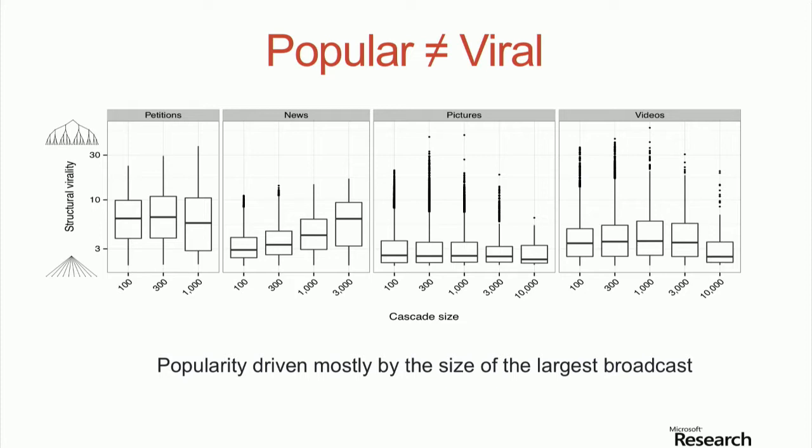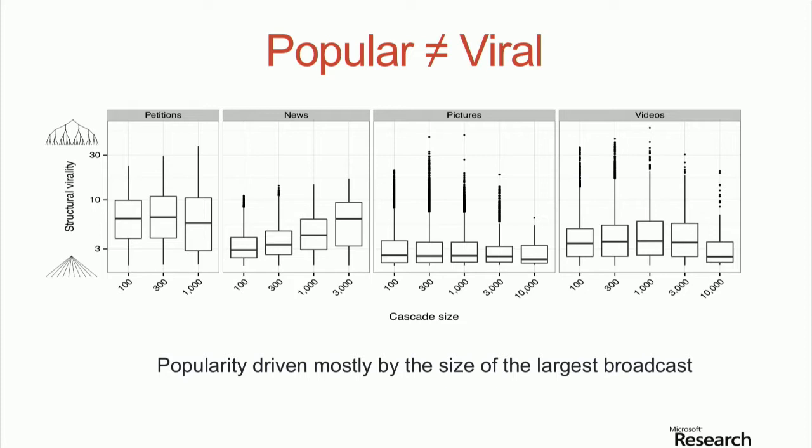Okay. Now, how does this picture change as we go from merely popular to very popular? So here, we're going to focus not so much on the diversity, although that's still present, as on the central tendency. So these now are box plots that are binned by size and broken down by domain. So we have petitions, news articles, pictures, and videos, which are the four things that we collected. And in these box plots, the thick black horizontal lines represent the median, the boxes are the interquartile range, and the dots represent the full extent of the data.